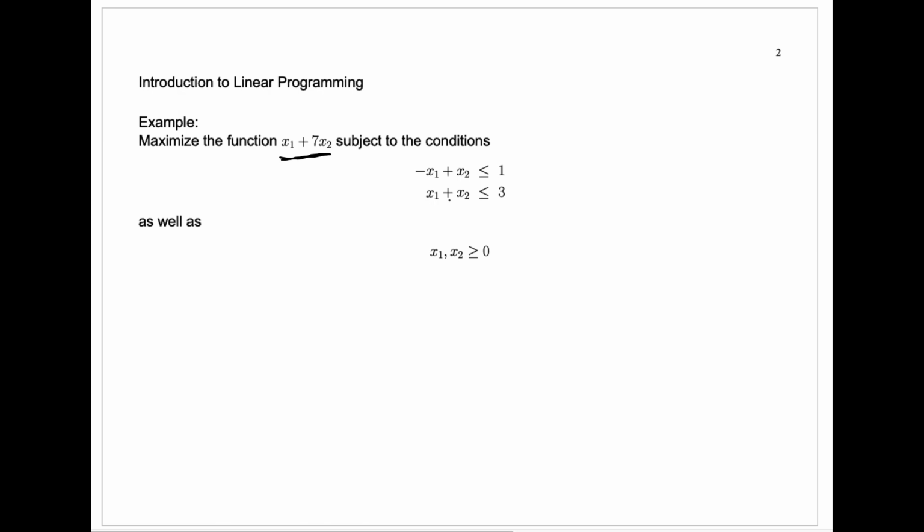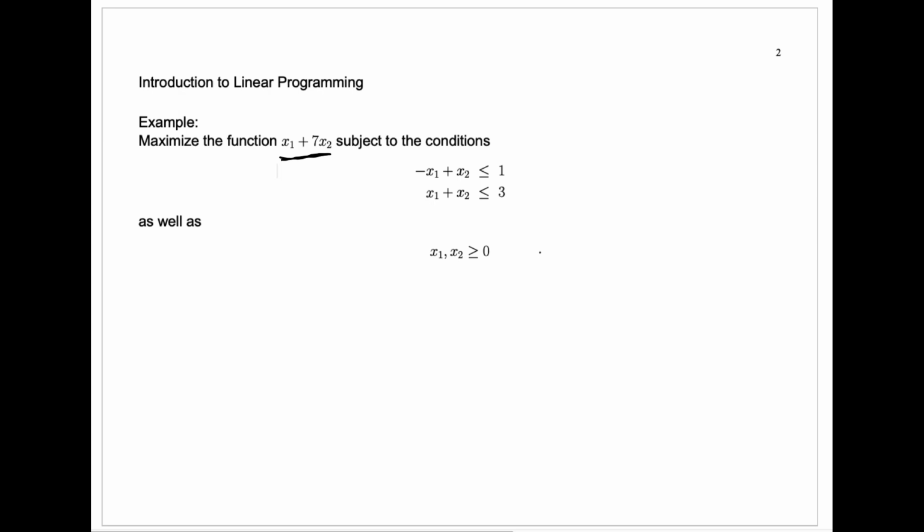And in general, for a linear programming problem, even if you have only 2 variables, you can have any number of constraints. Here I've only put 2: minus x1 plus x2 is less than or equal to 1, and x1 plus x2 is less than or equal to 3. And typically we'll have this normalizing condition that our variables always have to be greater than or equal to 0. We'll set it up so that that's the way things work.